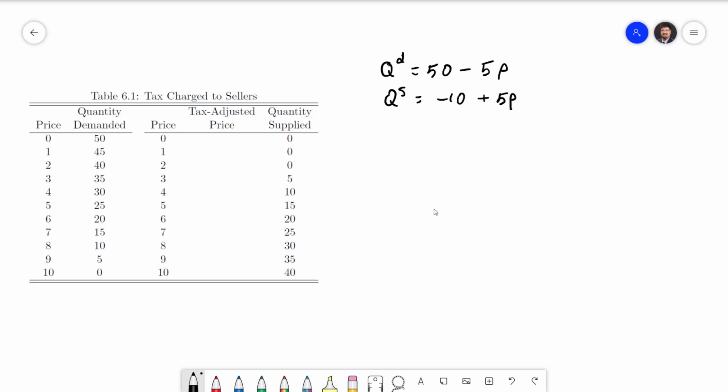Let's think about what this means. Previously, at a price of 10, our sellers supplied 40 units. We can see that in the chart. But now, since they're going to have to send 2 to the government for every sale they make, they're now going to require a price of 12 received from the buyers to make up for that, since that extra 2 is going to the government. Similarly, they now need to be paid 11 instead of 9 to supply 35, and we can go from there. You can see that each of these is 2 higher than it used to be.